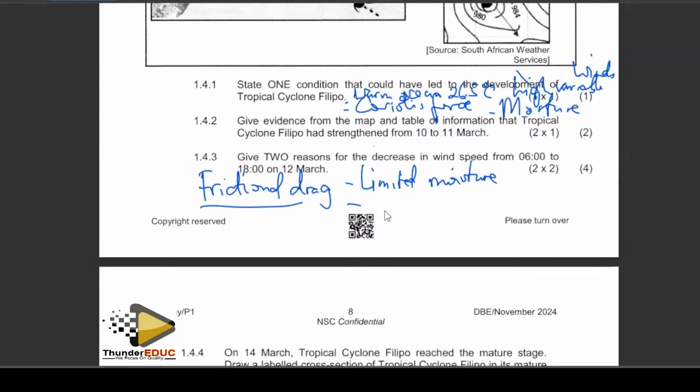And also, we can talk of less latent heat. The latent heat released during condensation is the one that fuels the system. So now because there's less moisture, it means condensation is not effectively taking place. And because of less condensation, there's less heat, which fuels the system. So basically, if you can discuss those aspects, that will lead you to the correct response to that particular question. Remember, it's a 2x2 question. I must give two fully explained responses.